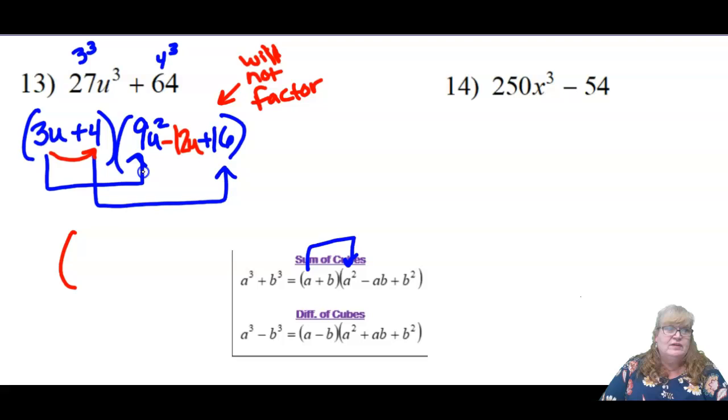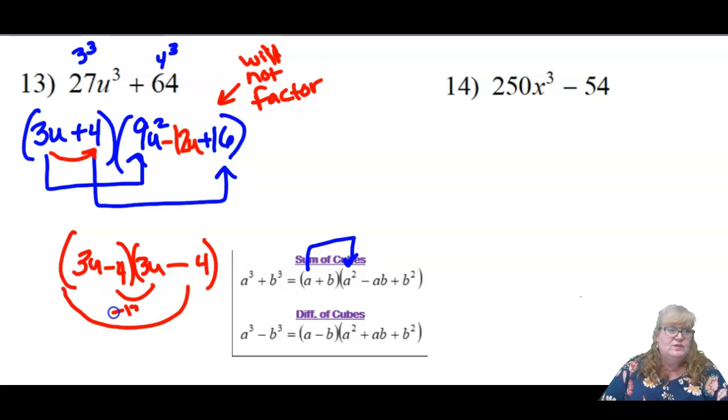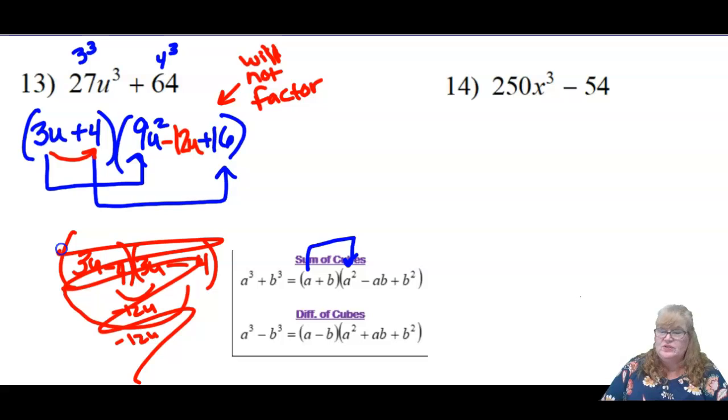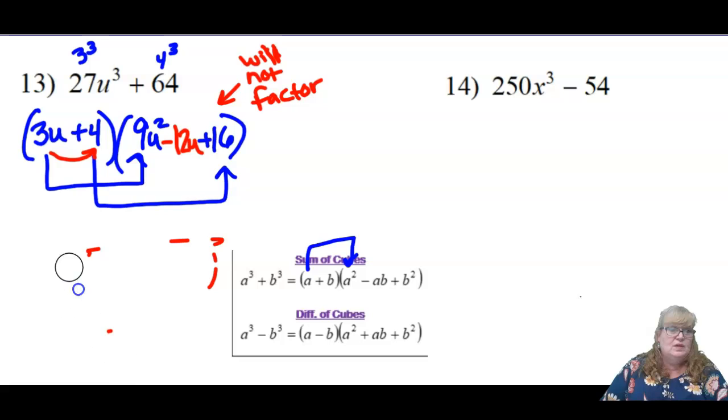Somebody's going to look and go, well, 9u squared should be 3u and 3u, and 16 should be 4 and 4. But look what happens. If I do that with a plus and a minus, I would need 2 minuses. This would be negative 12u, and this would be negative 12u, which would be a negative 24u, not a 12u. See, it does not factor. I was just trying to prove to you that it doesn't factor. All right. I don't want to leave that in the notes because it'll confuse somebody.